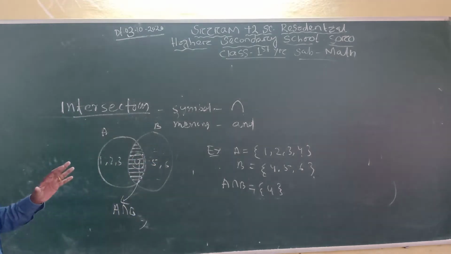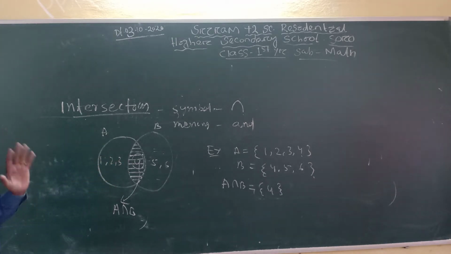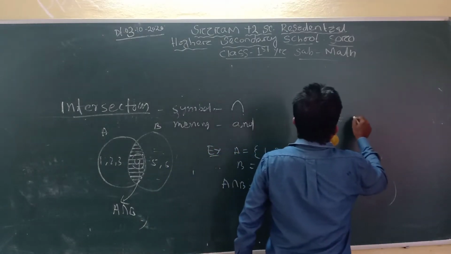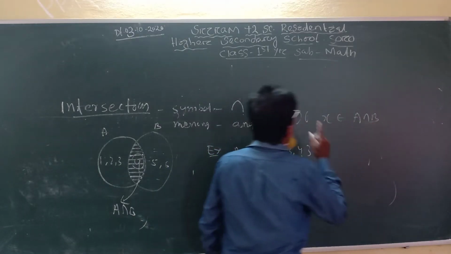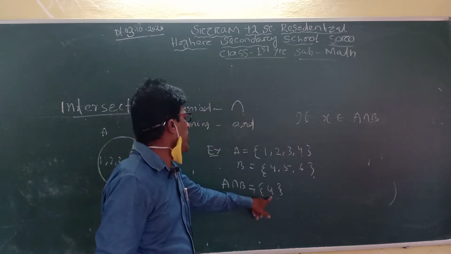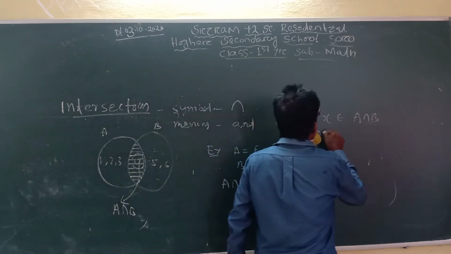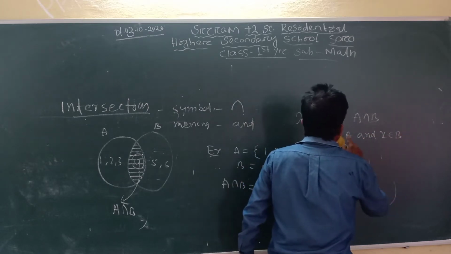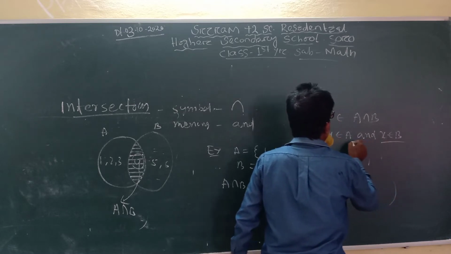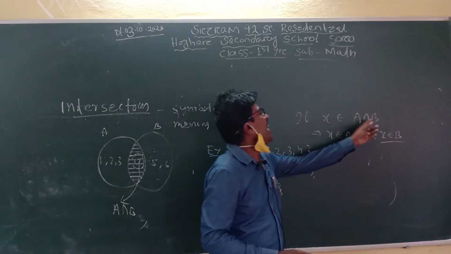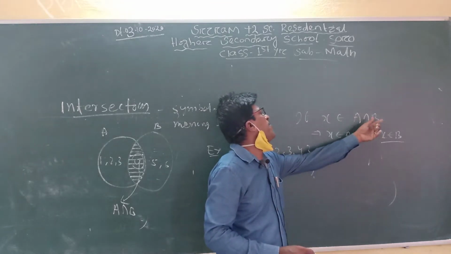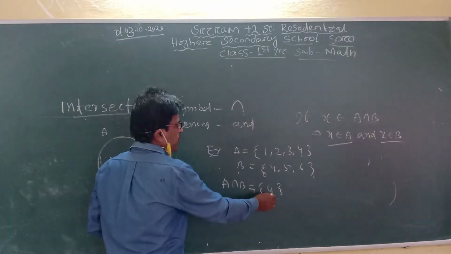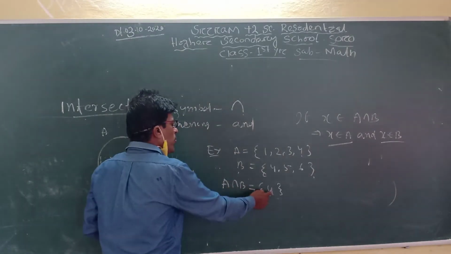In mathematical form, if X belongs to A intersection B, look here, that element is 4. 4 belongs to A intersection B means X belongs to A and X belongs to B. Because 4 belongs to A and also 4 belongs to B. In this example, 4 is the common element of A intersection B.